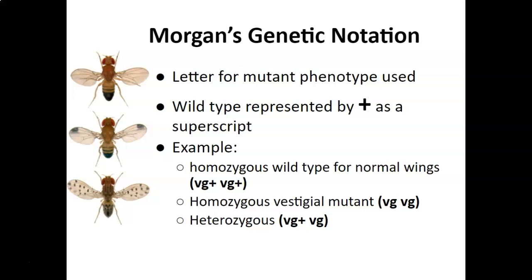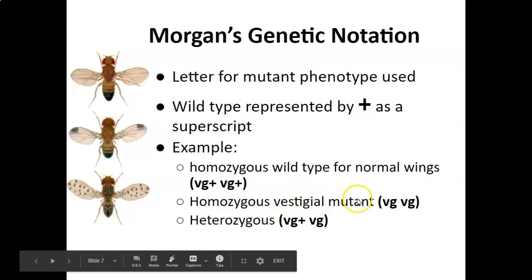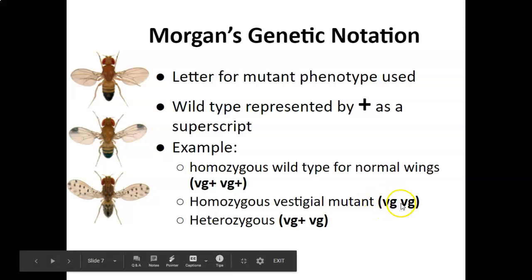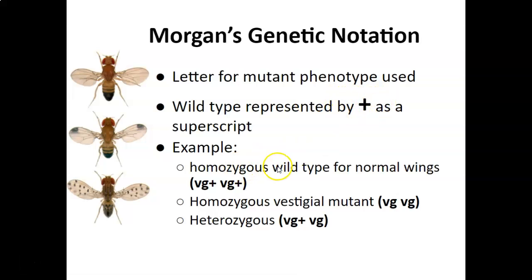So you use a letter for the mutant phenotype. For example, if we're talking about wings, one of the most common mutant phenotypes is vestigial. If I were to notate vestigial wings, I would use vg. You can see that at the bottom, right? Homozygous for vestigial wings. So the letters are for the mutant phenotype, vg, vestigial. And then if you were the wild type, you would have a plus sign. So homozygous for the wild type, aka normal wings, would be vg+ vg+.